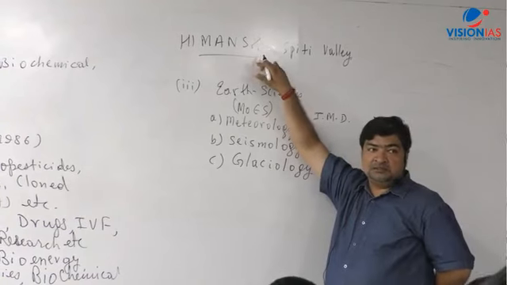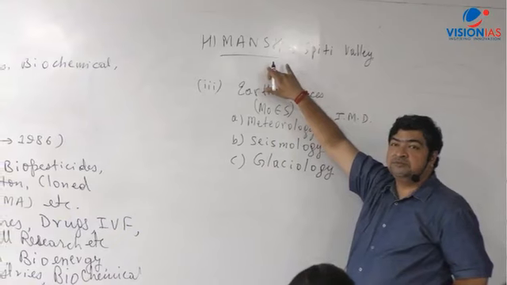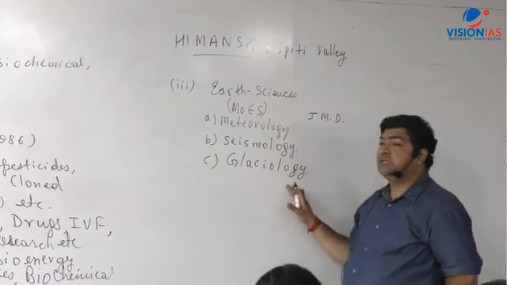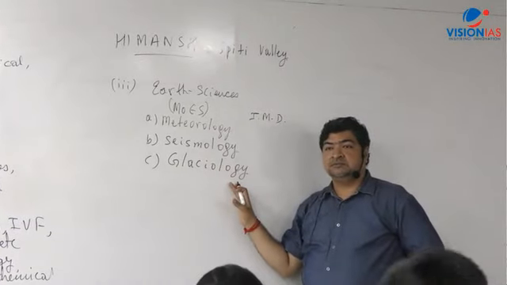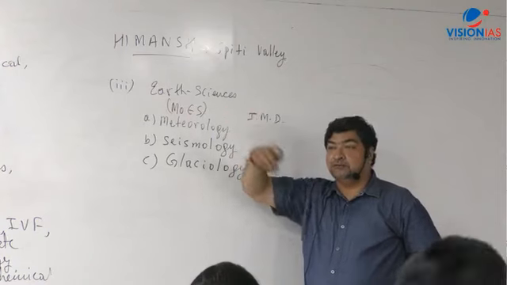Lahaul and Spiti. This is right, I am pronouncing right? Lahaul and Spiti. So there, Himansh has been set up. From where? This Ministry of Earth Sciences. Why has it been set up? For the study of glaciers. And what are they going to use? They are going to use drones, unmanned aerial vehicles, for mapping.